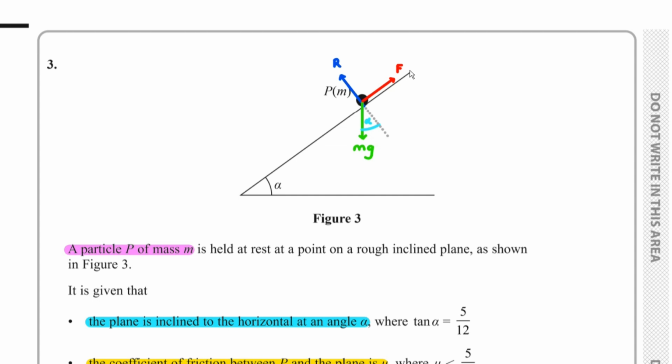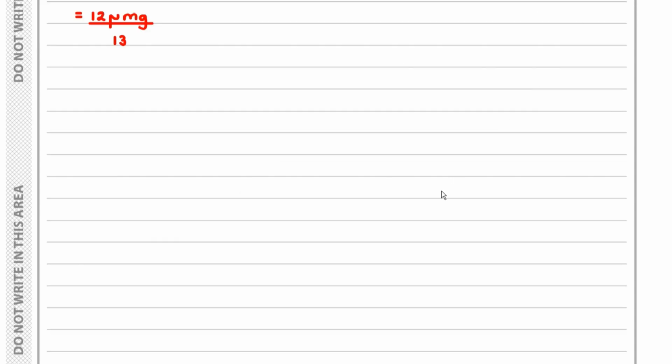We can now resolve parallel to the plane and use Newton's second law. So using Newton's second law, we have mg multiplied by sine alpha subtract F. This is equal to the mass m multiplied by the acceleration a. Now we know that sine alpha is equal to 5 over 13, so we have mg multiplied by 5 over 13 subtract F, which we know is 12 mu mg over 13, and this is equal to ma.